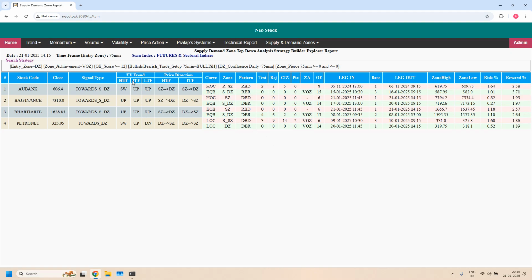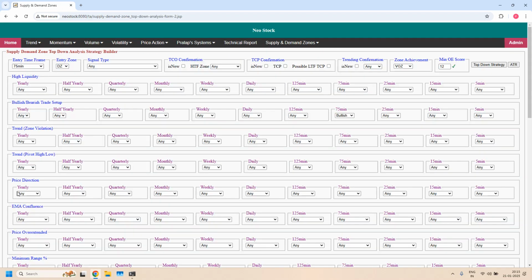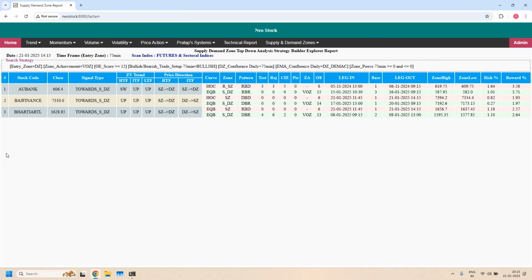That's why let us look for daily demand zone with daily EMA confluence, because the trend is an uptrend. So in the EMA confluence, daily time frame, because the 75 minute zone is part of the daily zone, we are looking for a daily demand zone having daily EMA confluence. Let's filter. We got 3 stocks out of 4. So these 3 are even more high probability trade setup demand zones. Moreover, all the 3 have high liquidity zones. This is LTF, ITF and ITF EMA confluence.